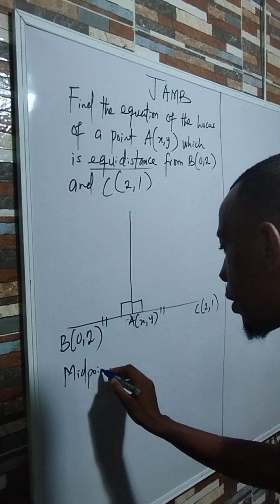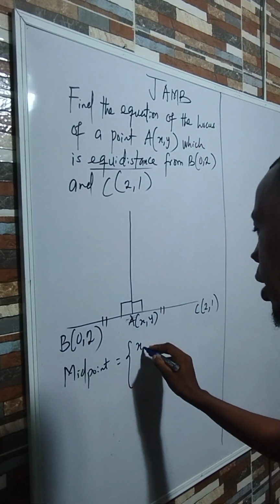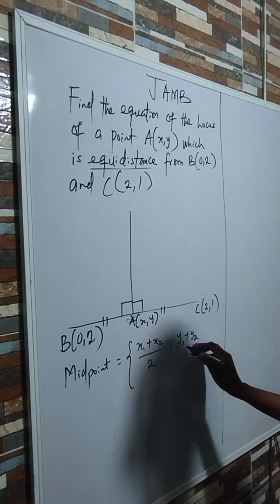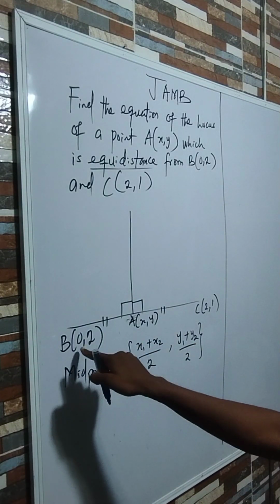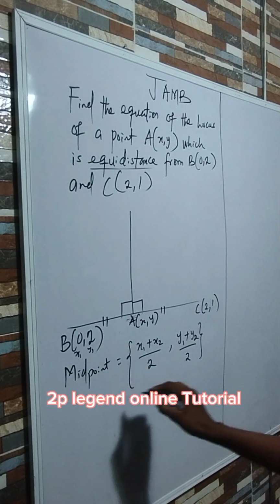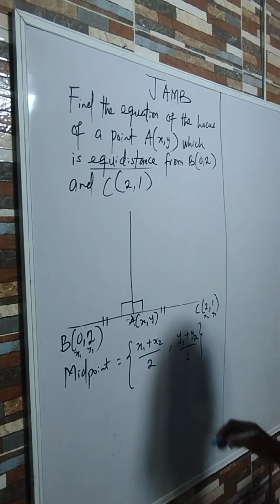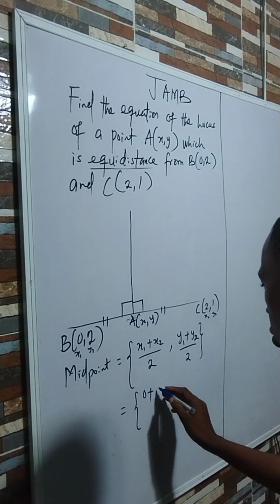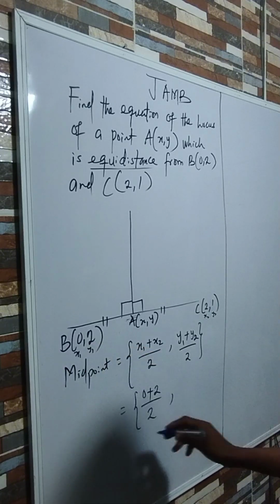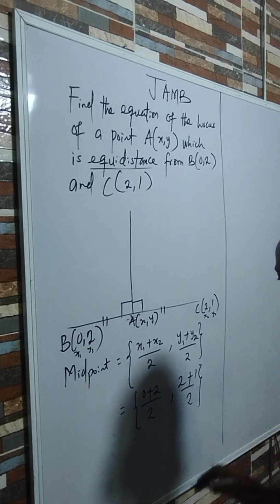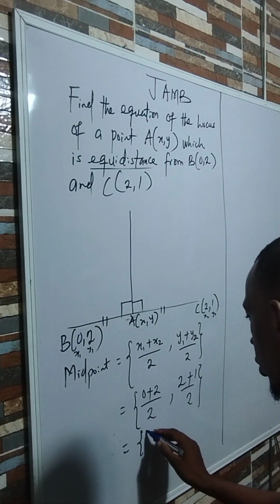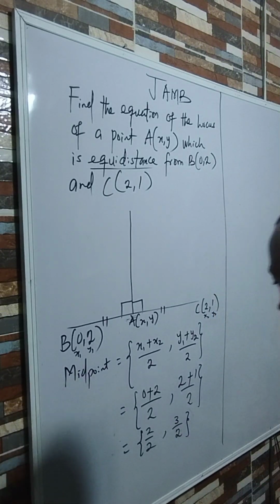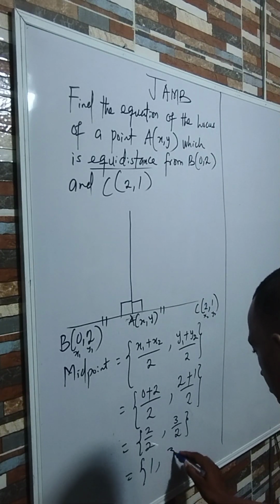The formula for midpoints is given as (x1 plus x2 over 2, y1 plus y2 over 2). Now you can label this coordinate as x1, y1, and this one as x2, y2. So we have x1 as 0 plus x2, which is 2, over 2, comma, the other one as 2 plus 1 over 2. Now you have 2 over 2, comma, 3 over 2. Now this is 1 comma 3 over 2.